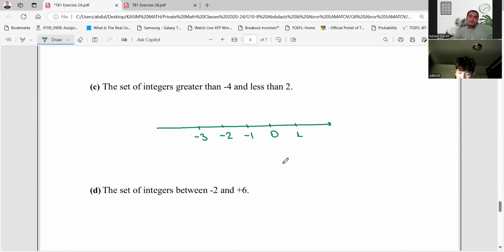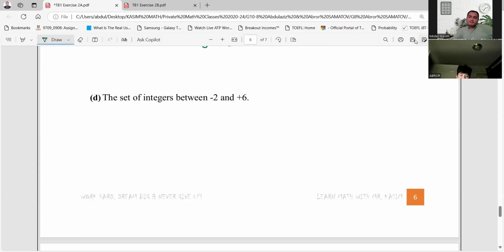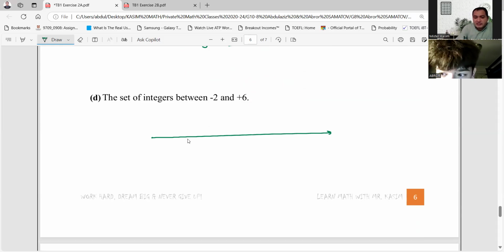Okay. D, the set of integers between negative 2 and positive 6. So what is the greatest integer less than negative 2? Not less, it's the smallest integer greater than negative 2. It is negative 1, right? So we said negative 1, and here we have 0, 1, 2, 3, 4, and 5. Not including negative 2 and 6, because it's saying greater than negative 2 and less than 6, right?